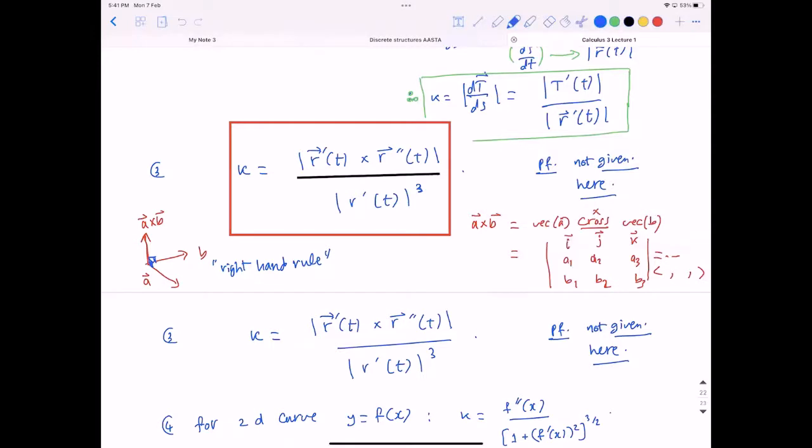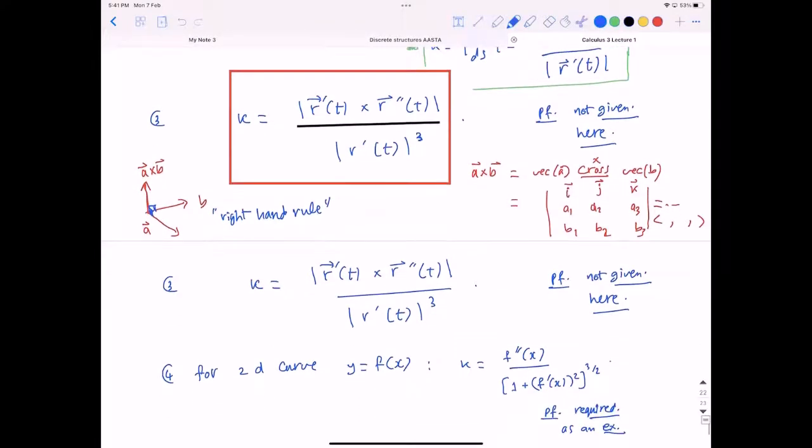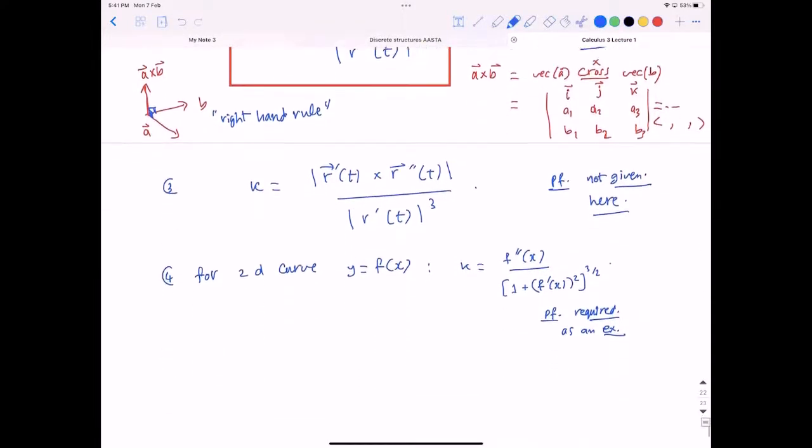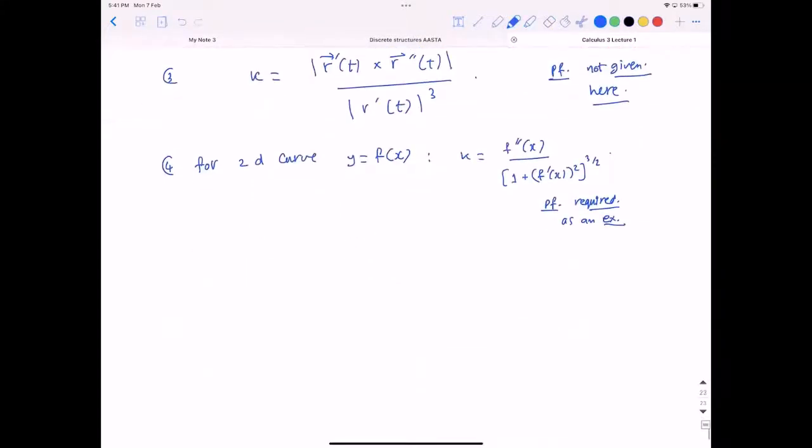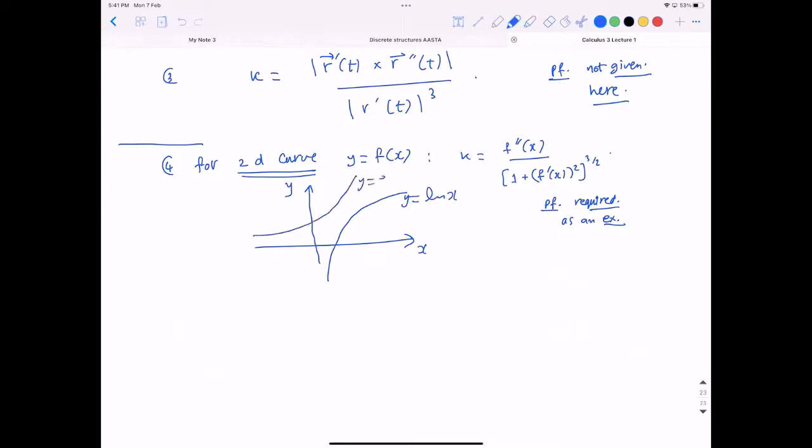The last formula we have, this is the third formula, is only applicable for a 2D curve when y is a function of x. When we have xy only, and we have a curve like y equals ln x, or y equals e to the x, or y equals x square, parabola, whatever plane curve we have, we can apply this formula.